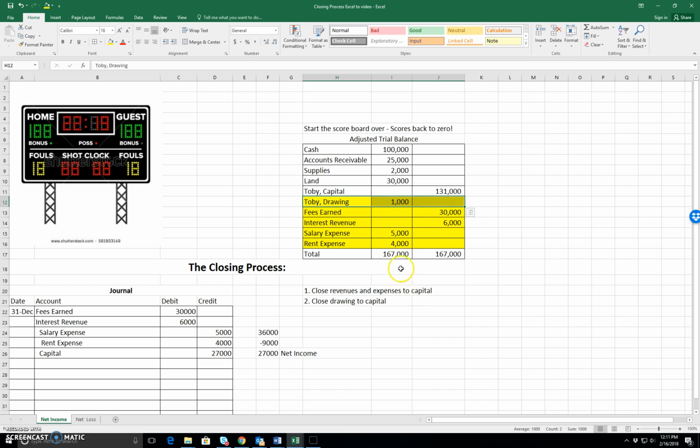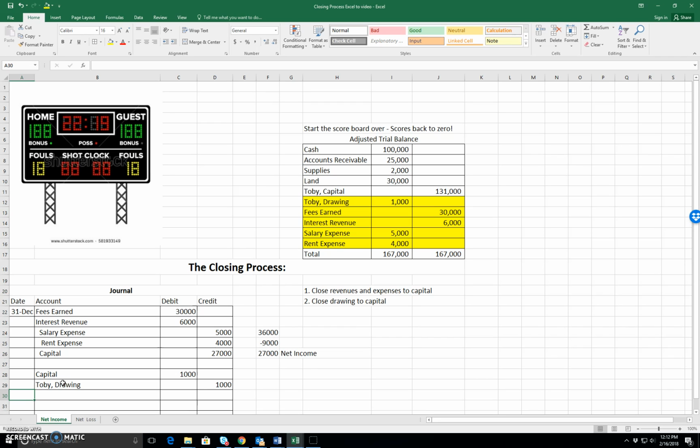Here's my drawing account. Right now it has a debit balance, so I need to credit drawing to make it be zero. And I need to close it to capital. So I will debit capital because drawing makes capital go down, so this makes sense that I would need to debit capital for that drawing amount. All right, and that completes my journal entry.